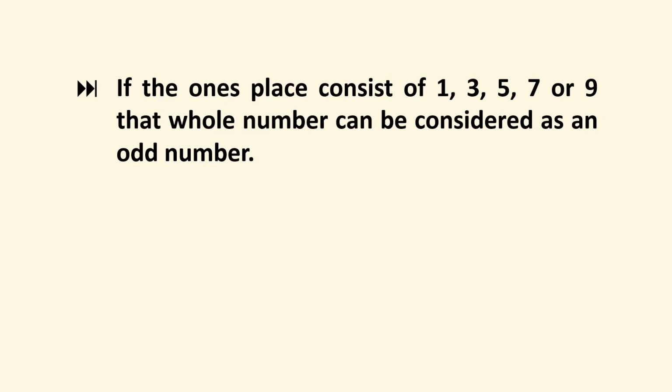Next, we are going to find whether the given number is an odd number or not. For that, have a look at this one. If the ones place consists of 1, 3, 5, 7 or 9, that whole number can be considered as an odd number. That means there also we have to have a look at the digit on the ones place. So the digit in the ones place is an odd number. Therefore, I can say the given number is also an odd number. So we'll move on to some examples. Have a look at these numbers.